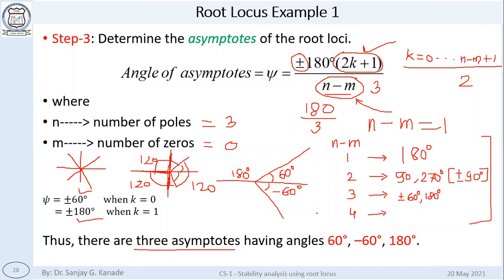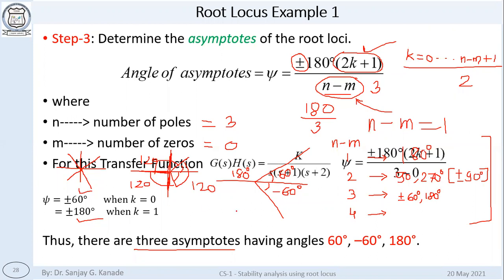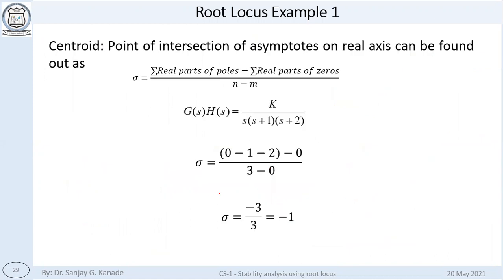The point is, where do these asymptotes intersect the real axis, right? Where the asymptotes intersect with the real axis, that point is called the centroid. And the formula for the centroid, what we have seen, is sigma equal to summation of real parts of poles minus summation of real parts of zeros, divided by n minus m.